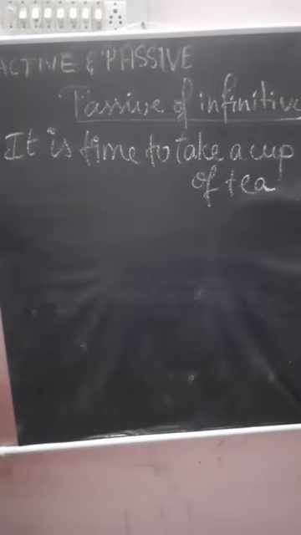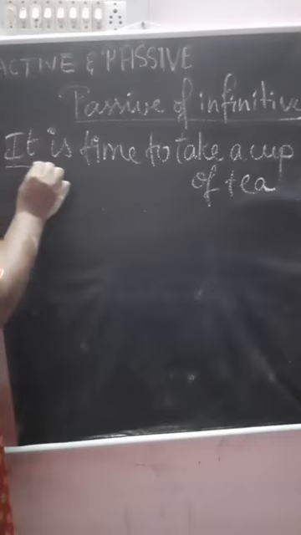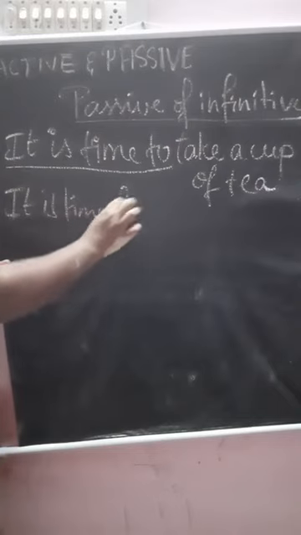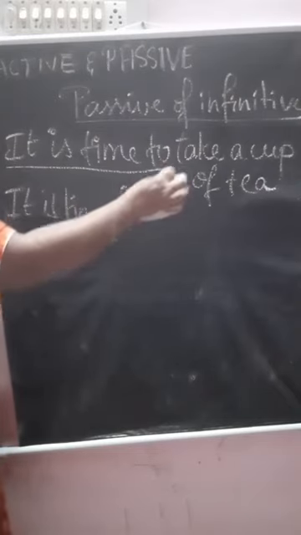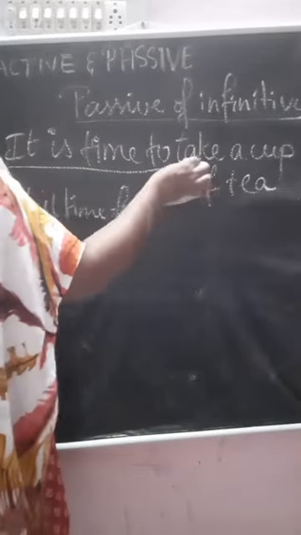Like the previous example, this is another example. Let me teach you before asking. It is time to take a cup of tea. So remember, like that I want, here it is time to. When you find this, it will be like it is time for. These two, the preposition to, is changed into for. It is time for. Then now you see, the verb is take, and a cup of tea is the object.